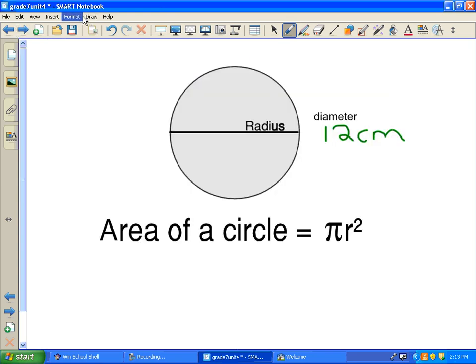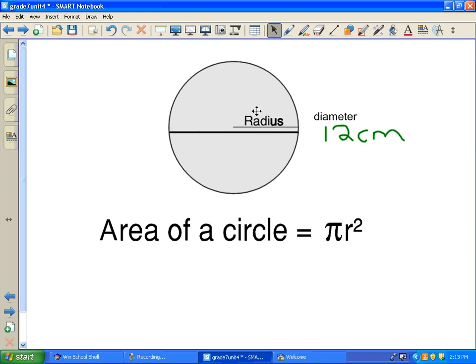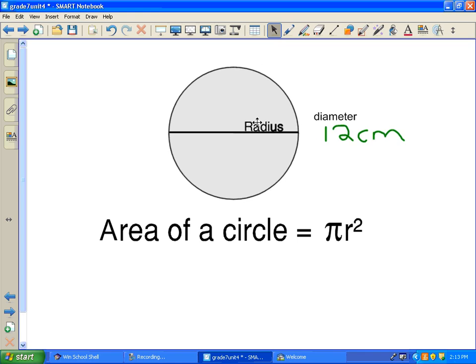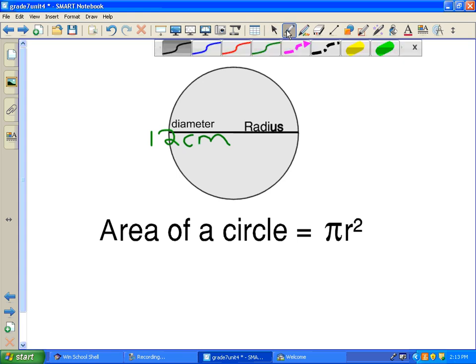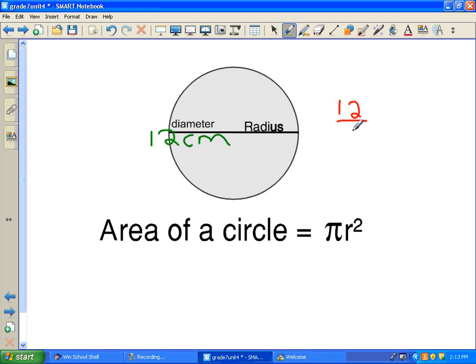So let's do an example. In this case, we're given the entire thing across, and it's not the radius, as we're shown here. We're actually shown the diameter. The radius is not shown, but we need to know the radius in order to do this. Well, if we're told the diameter is 12, remember the radius is half of that. So 12 divided by 2 equals 6 centimeters.